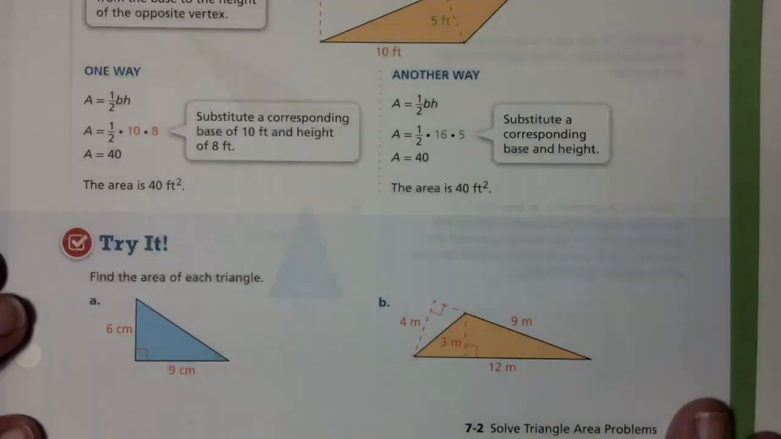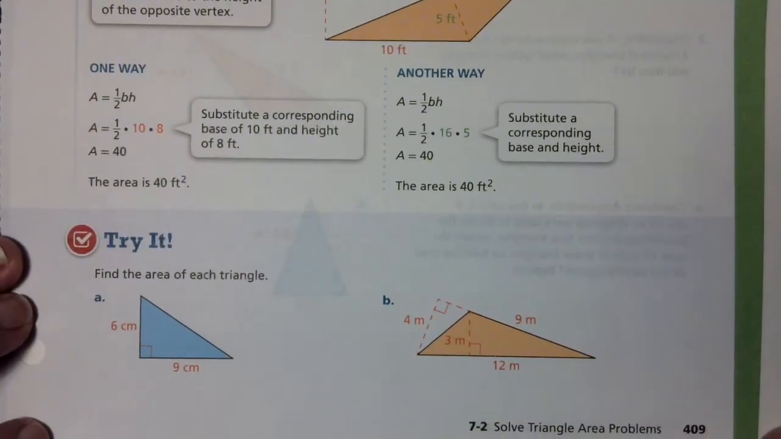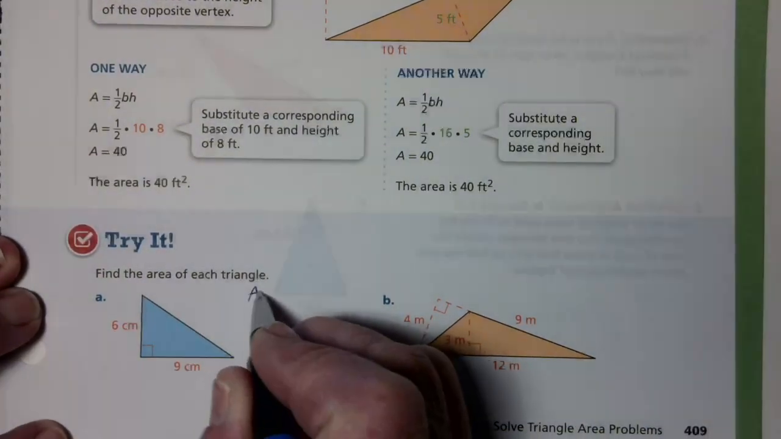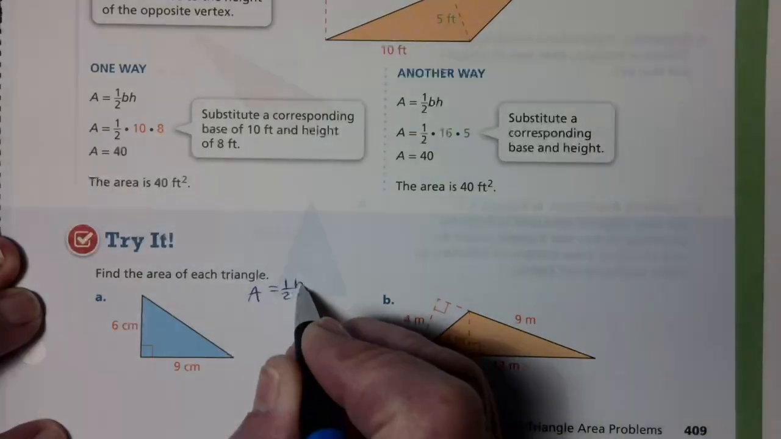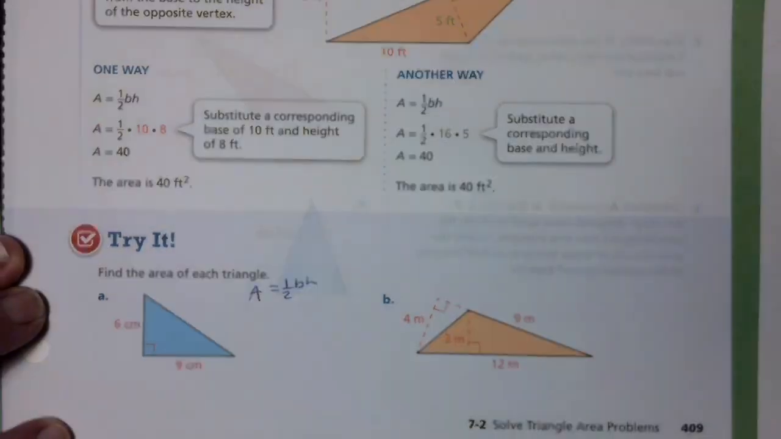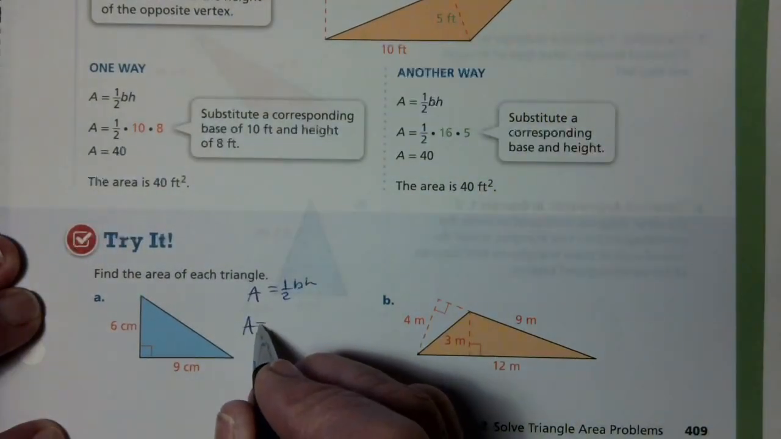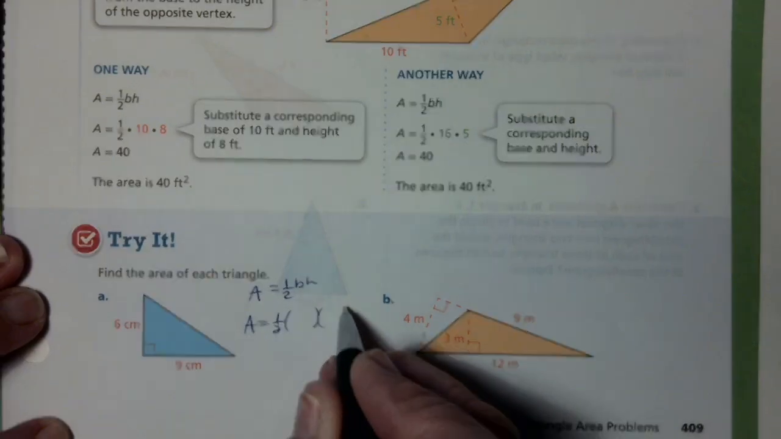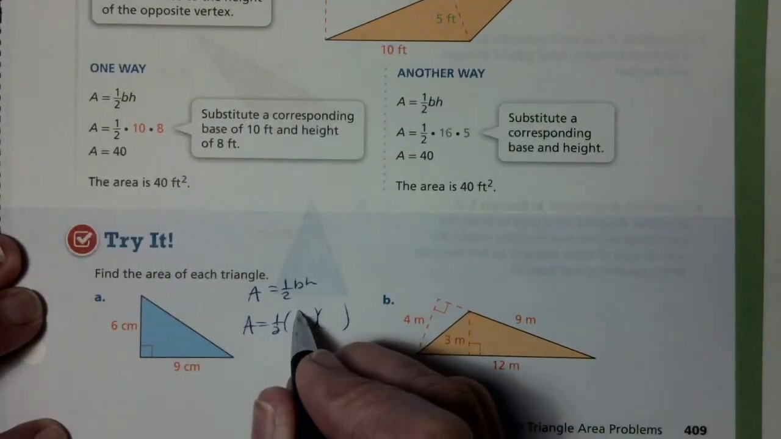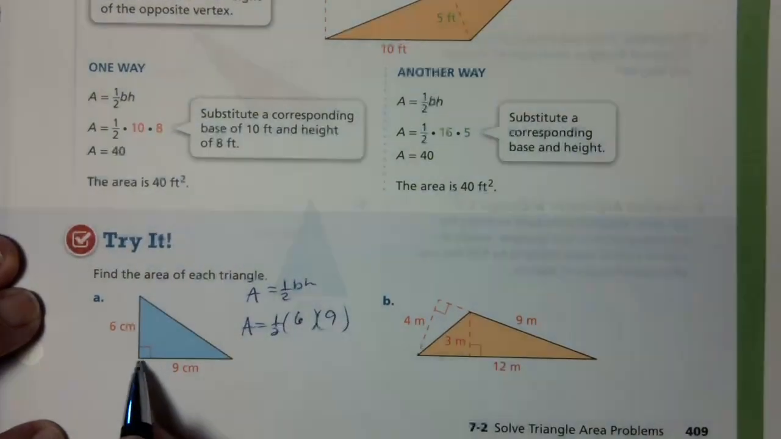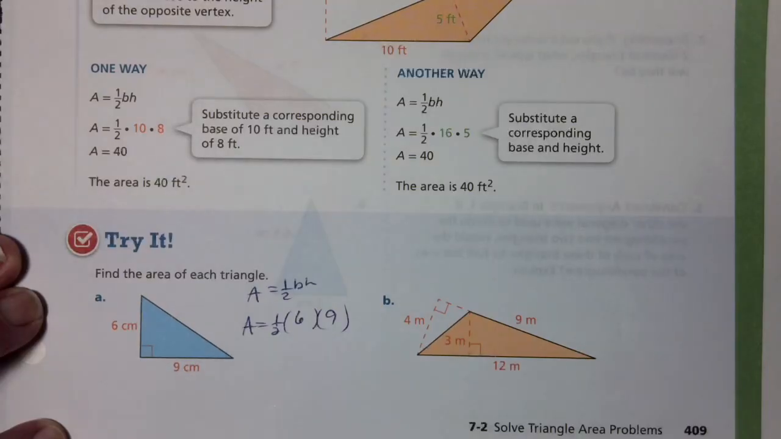Find the area of each triangle. Once again, we always start by writing our formula down. 1/2 BH. It's a triangle. So then we have 1/2 times 6 times 9, because these are at right angles to each other.